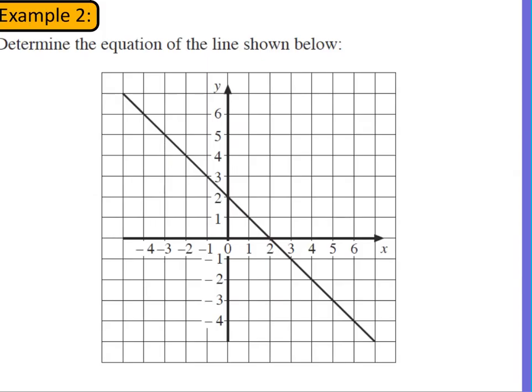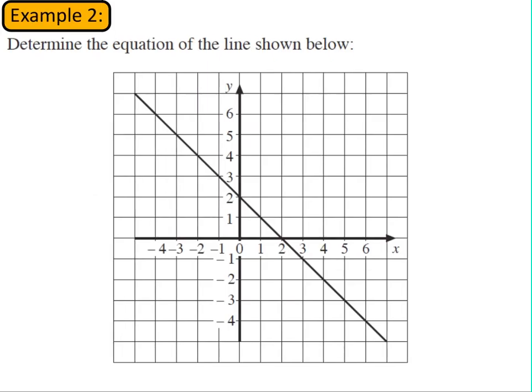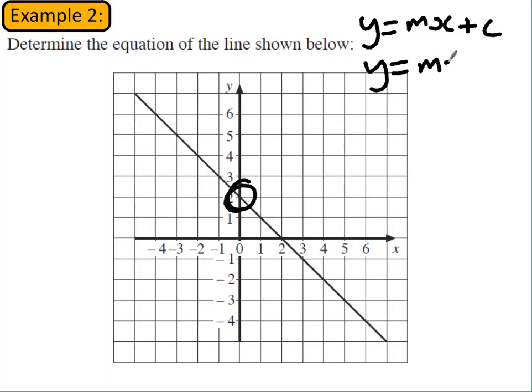Now, the other way around can be done as well. If we're given the line and asked to find the equation, we can do this quite simply. We know that the answer is going to look like this: y equals mx plus c. Now, the y-intercept in this particular case is 2, so that tells me the c. So I could jump, if you like, to y equals mx plus 2.